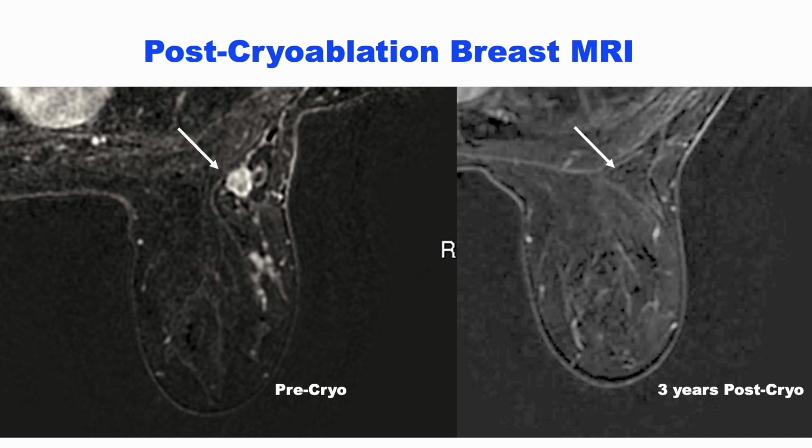Before I move on from that image, I just want to make the point here that this is a pre and post cryoablation study. This is pre-cryoablation. This is 3 years post-cryoablation. The patient had a tumor in the upper outer aspect of the right breast shown here. This is pre-cryoablation. 3 years post-cryoablation. There's no enhancement at all, and there's no visible ghost tumor on this breast MRI image.